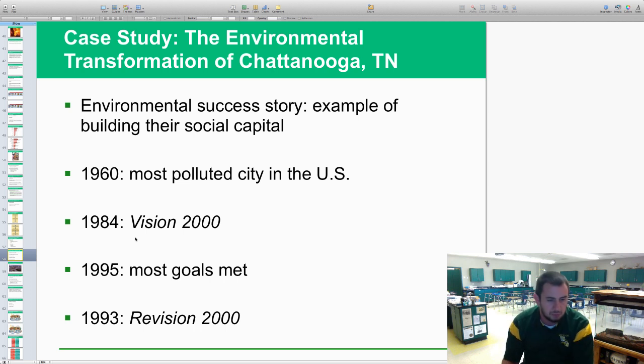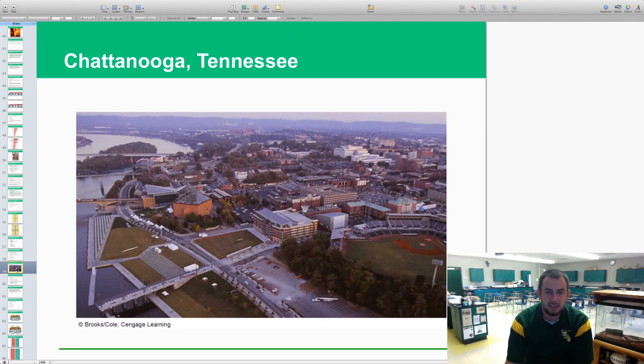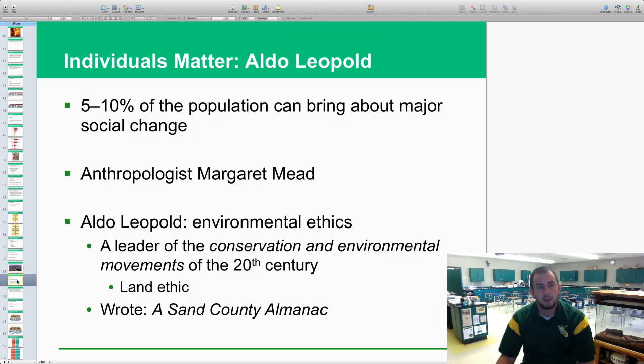So they kind of switched the whole script on their city, from what it looked like back then to what it is now. One person we'll be talking about a lot throughout the semester, and I throw up quotes by him all the time, is Aldo Leopold. He is one of my favorite environmental scientists of all time. He wrote a book called A Sand County Almanac, listed down there. He was a leader of the conservation and environmental movements of the 20th century, specifically on how to manage land as a resource. He's just one of those awesome people as far as environmental science goes.